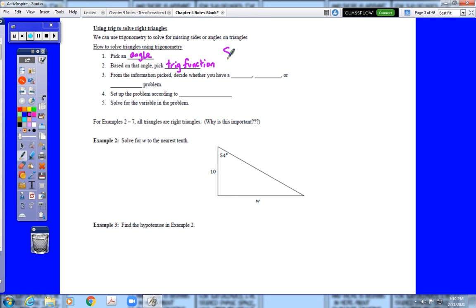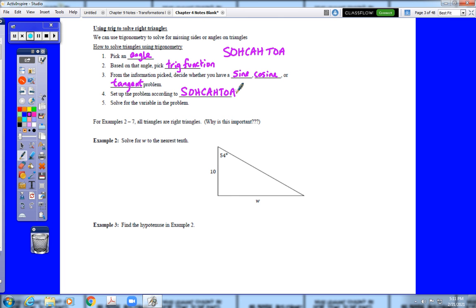Okay, again, we're going to be using SOHCAHTOA for this. Sine is opposite over hypotenuse, cosine is adjacent over hypotenuse, tangent is opposite over adjacent. Now, with the information that we have available to us, we need to decide whether we are dealing with a sine, a cosine, or a tangent problem. And all of that is going to be based on which two sides we're working with, based on the angle that we chose. We'll set up the problem using SOHCAHTOA, and then we will solve the equation for the variable.